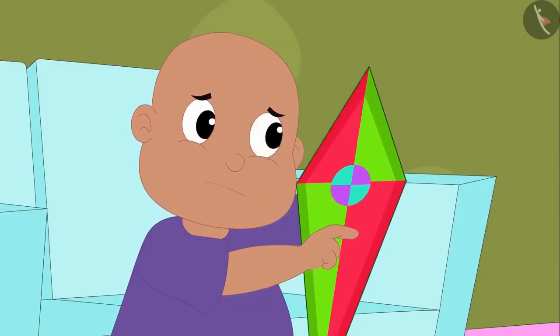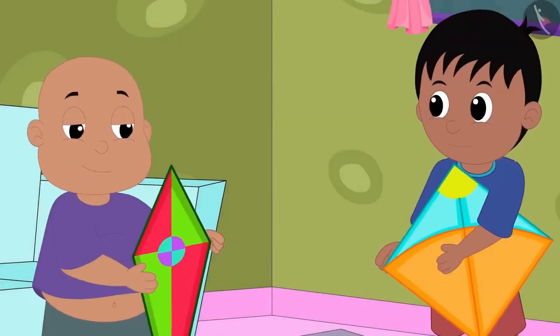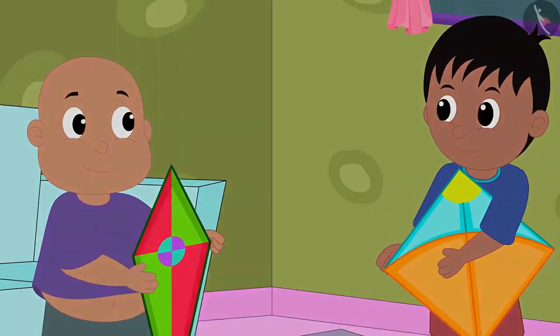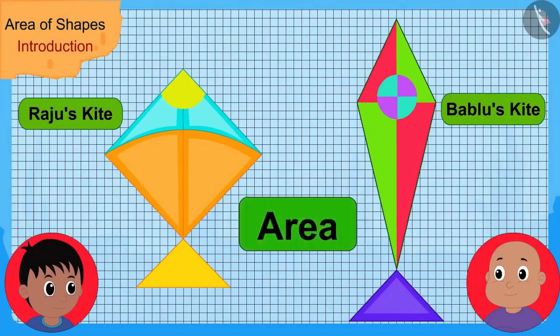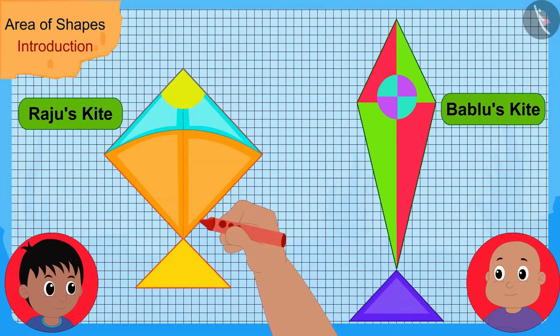Bablu told Raju. Let us draw outlines of both kites on a grid paper and find their areas. One whose kite has a larger area will have the larger kite. Bablu told Raju. And then he drew outlines of the kites on a grid paper.